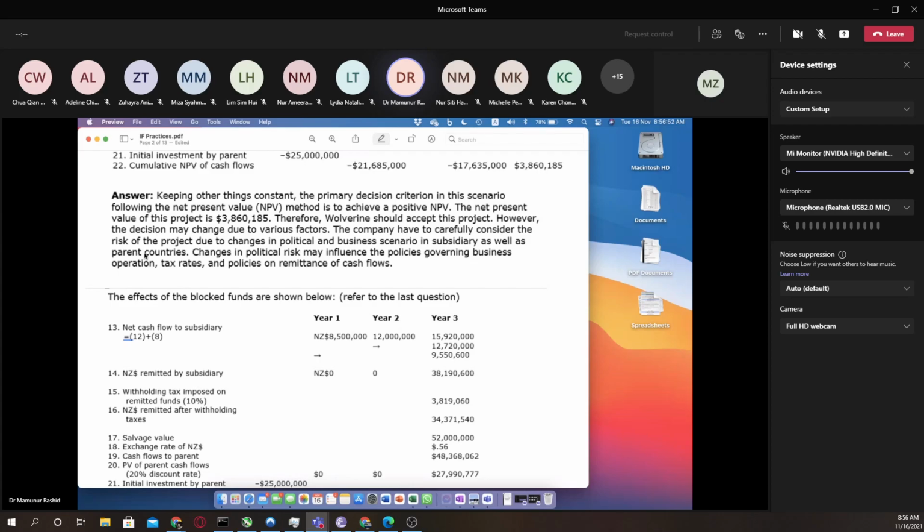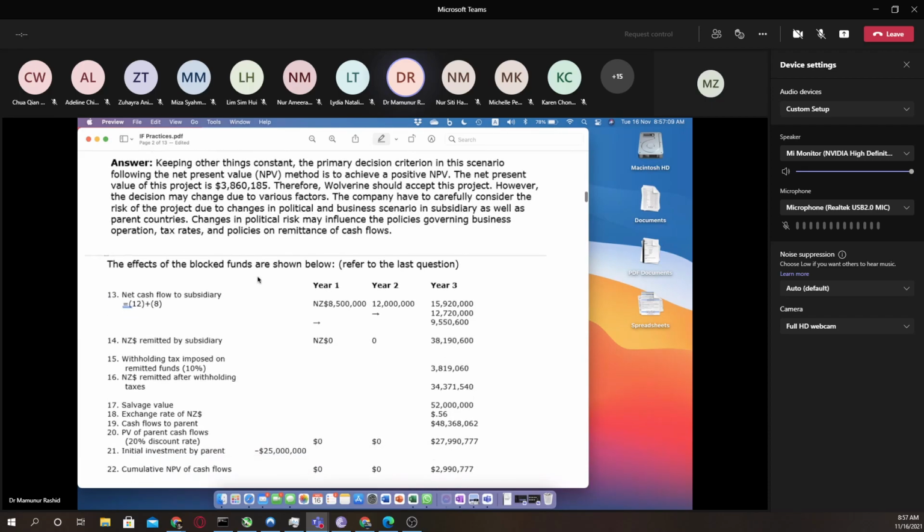The company has to carefully consider the risk of the project due to changes in political and business scenario in the subsidiary as well as the parent company. Changes in political risk may change the policies governing business operation, tax rates, and policies on remittance of cash flows. So these are the factors that you need to consider while you are writing a summary for this question.